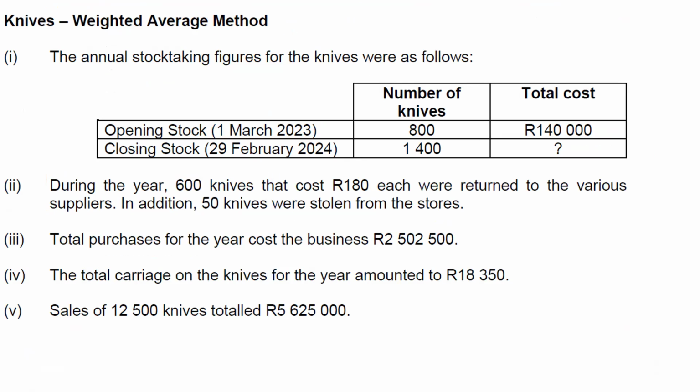Now, here for knives, we have to use the weighted average method. You should know the formula for calculating the weighted average unit cost, which is the cost per unit, where you take opening plus purchases plus carriage on purchases minus returns plus customs duties divided by the number of units, which can only be opening plus purchases minus returns plus gifts.